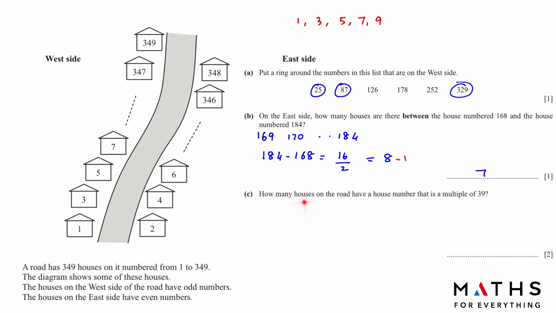Part C. How many houses on the road have a house number that is a multiple of 39? This is an easy question. We have a total number of houses, 349. Divide by 39, and we will get 8.94 something. So the whole number is your answer. There are 8 houses that are a multiple of 39.